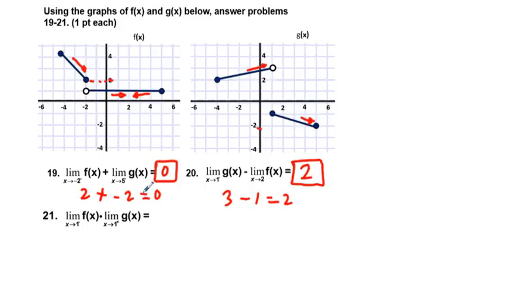Now problem number 21, we have the limit as x approaches 1 from the left side of f of x. And so we go to this 1 from the left side, and we get a value of 1. So we have 1 times, and then we have the limit as x approaches 1 from the positive side of g of x. As x approaches 1 from the positive side, we hone in on this value here of negative 1. So we have 1 times negative 1, which equals negative 1. So negative 1 is our answer to problem number 21.